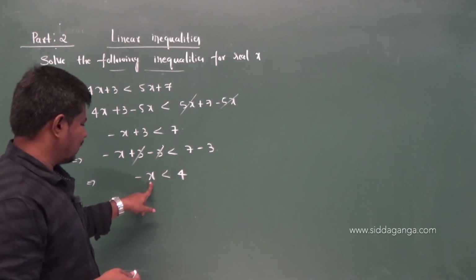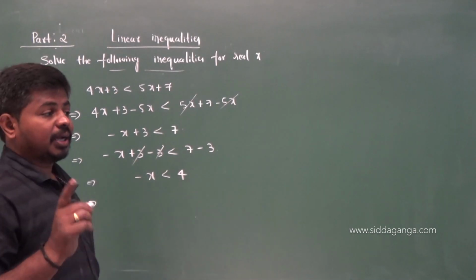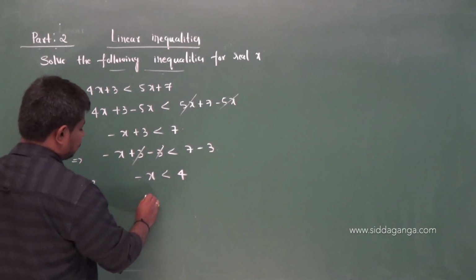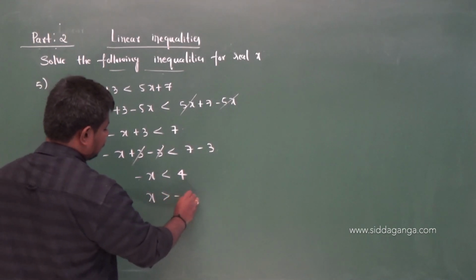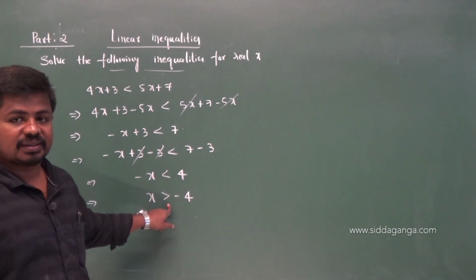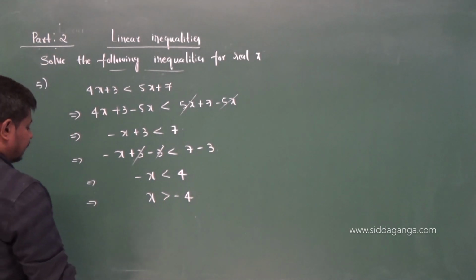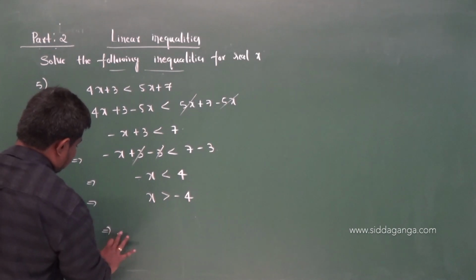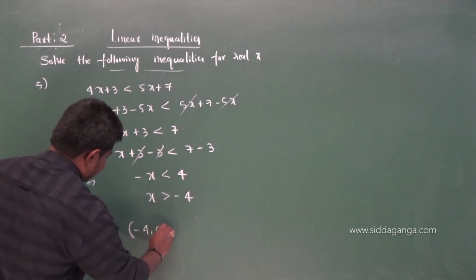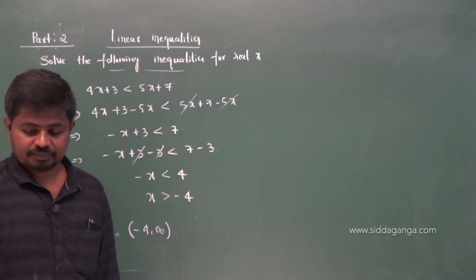So, to get a plus x, what do you do? I am going to multiply by minus 1 on both sides. Yes, I am multiplying by a negative number. So, what happens when you multiply by minus 1? It becomes plus x, and plus x is greater than minus 1 into 4, that is minus 4. The symbol is reversed because I am multiplying by minus 1, a negative number. So, now the solution is x is greater than minus 4. So, the solution set is the interval from minus 4 to plus infinity. This is your solution set, x is greater than minus 4.